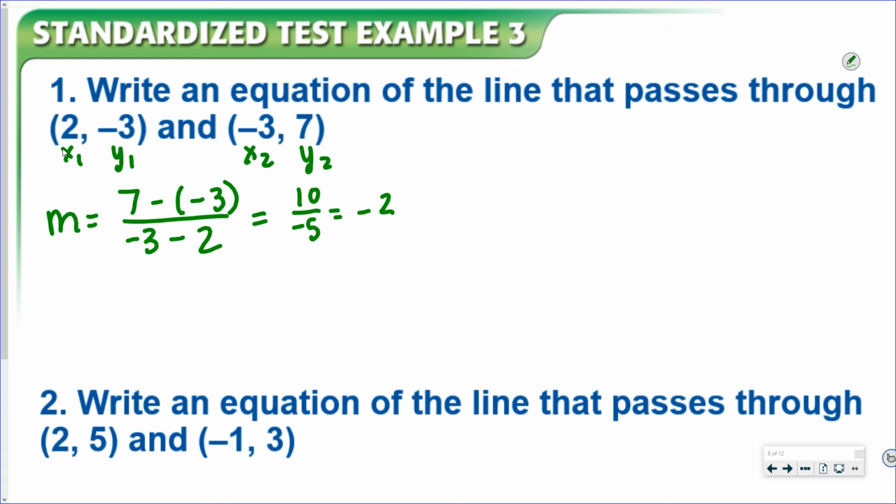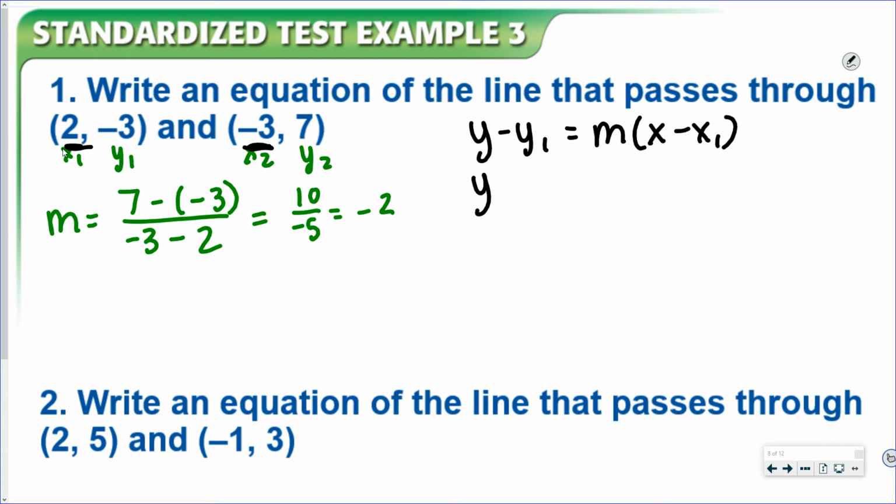Slope is -2. Okay, that's good to know. Now we have to do the point slope form. Neither of these points have an x-coordinate of 0, so we're gonna have to do point slope form. Y minus y1 equals m, x minus x1.